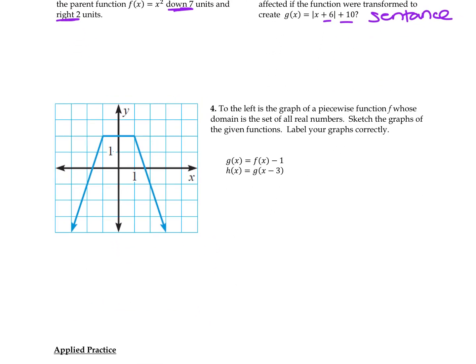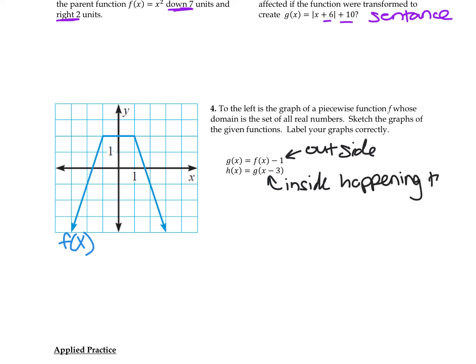Number 4, they give you the original, so this original one is f of x. It doesn't matter that you don't know the equation. Here, this is like it's on the outside. So how would that move the graph? And then here, it's on the inside of the parentheses happening to x. So you have to decide how those would affect it.